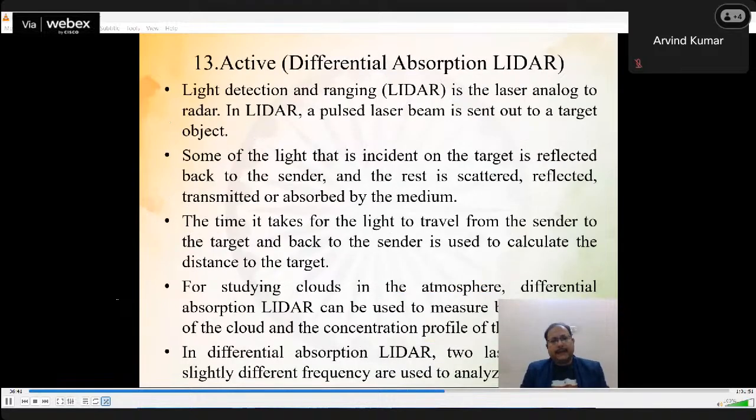Next, active differential absorption LiDAR. LiDAR is light detection and ranging. LiDAR is the laser analog to radar. In LiDAR, a pulsed laser beam is sent out to a target object.